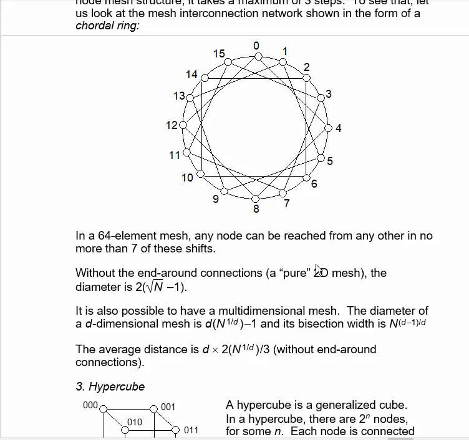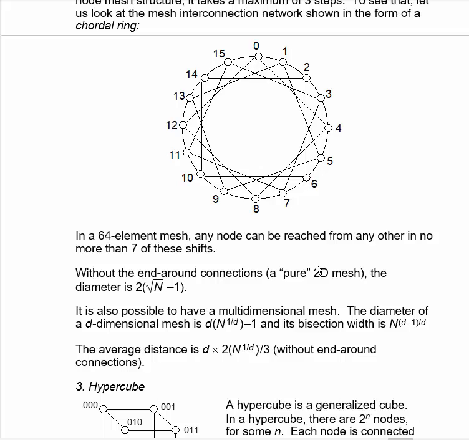It's also possible to have a multidimensional mesh, as I mentioned a moment ago. The diameter of a multidimensional mesh is d times the dth root of n minus 1. And I think you can see that in the same way. If you have a two-dimensional mesh, the diameter is 2 times the square root of n minus 1, as we've just seen, and that generalizes to higher dimensions as well.